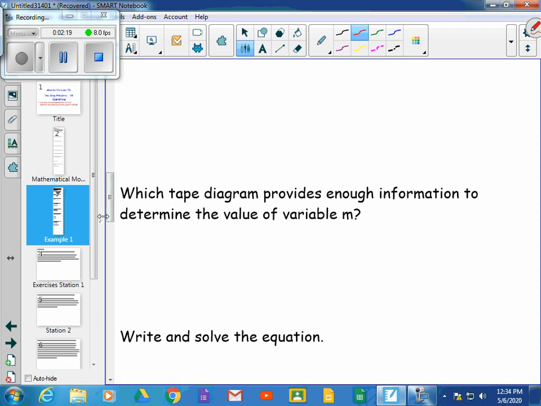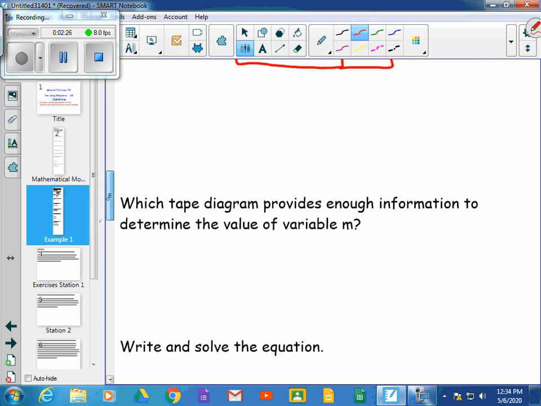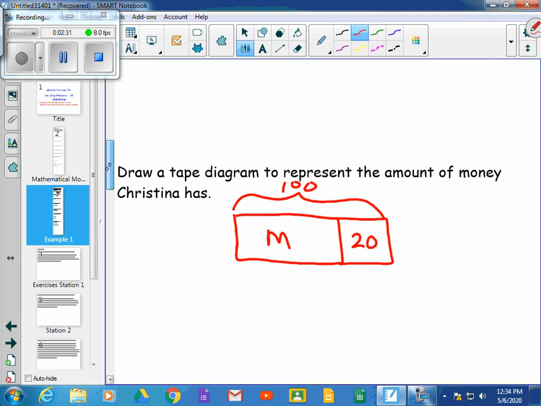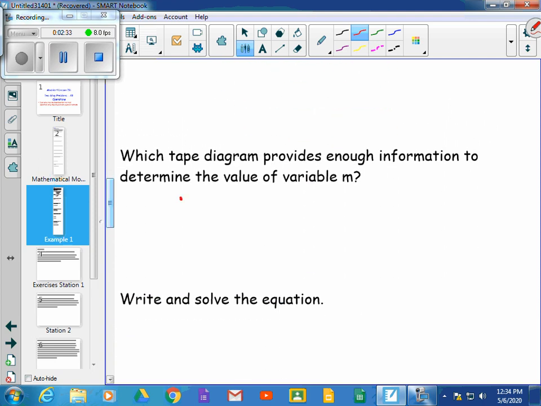Now you've got your tape diagrams drawn. It says, which tape diagram provides enough information to determine the value for the variable M? Which of these could we use to solve for M? Do we have enough information? Well, that's going to be Christina's. We're going to use Christina's tape diagram.